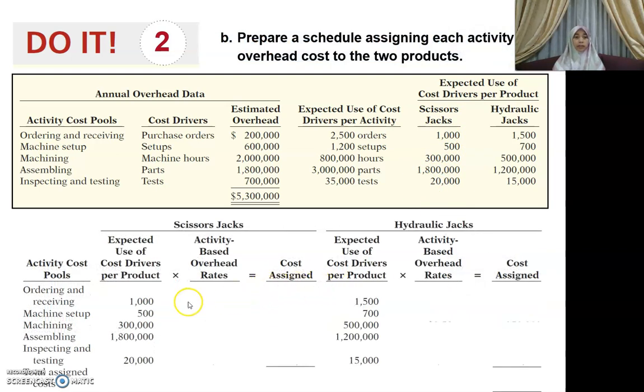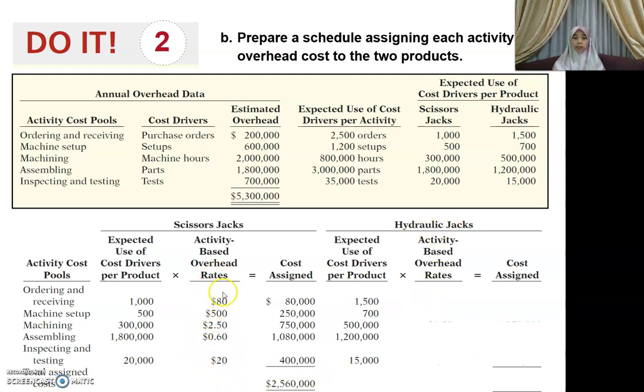So you will get for your scissors jack, 1,000 times 80 just now gives you 80,000 ringgit. And then all this, the machine setup, the 500. So you take all this with the activity-based overhead rates that you already worked out. So you will get the total assigned cost as 2.56 million ringgit. Okay, and then you do the same thing for your hydraulic jack.